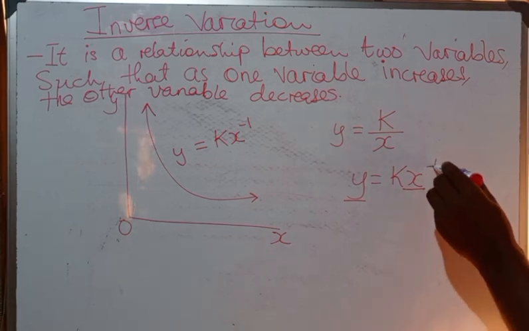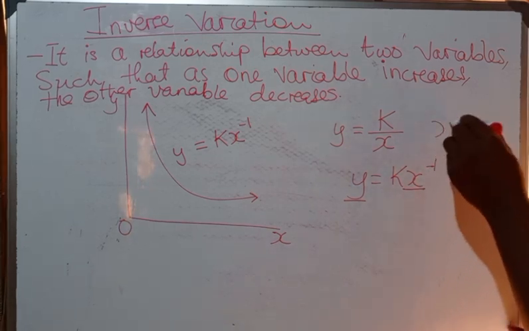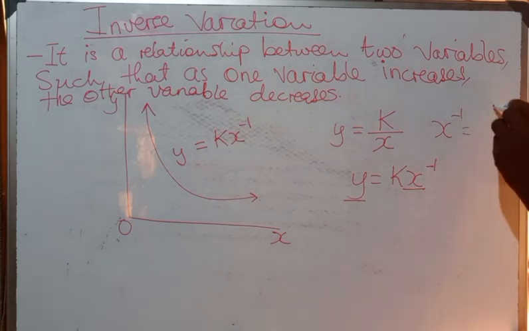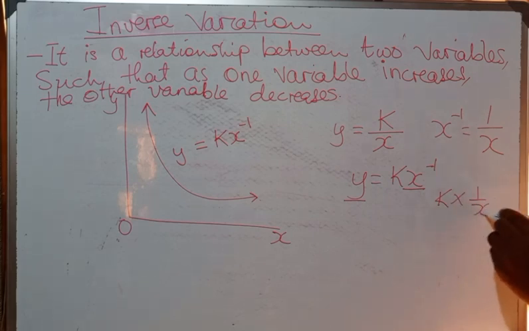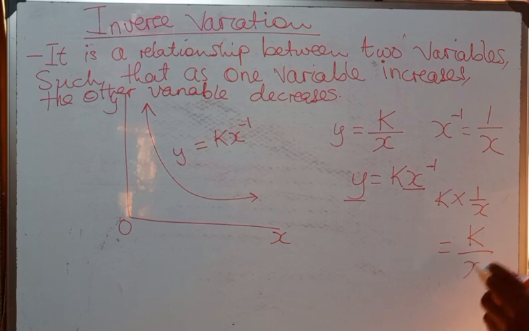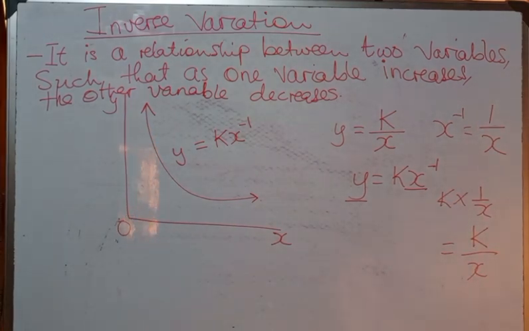So as we know, the inverse, this is x to the power -1, which is the same as 1 over x. So if you have k multiplied by 1 over x, it is the same as saying k over x, because k times 1 is k. So this is what we have under inverse variation. Let's have one example so that we see what we can do.